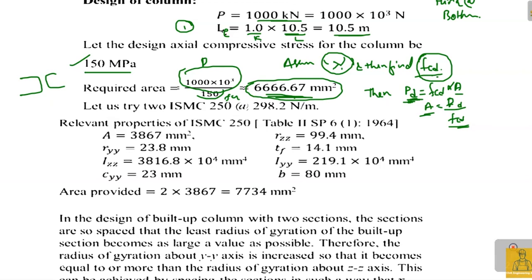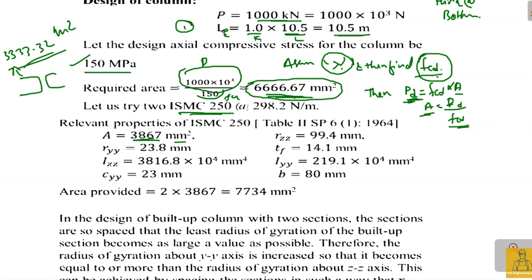So I have taken from the code book ISMC channel section 250. Okay, what is the area? 3867 mm square. So what should be the minimum individual area? 3333.32 mm square. Isn't it right? The total area will be 6666.67. So individually, I have taken the area based on this, 3867, which is greater than that, right?